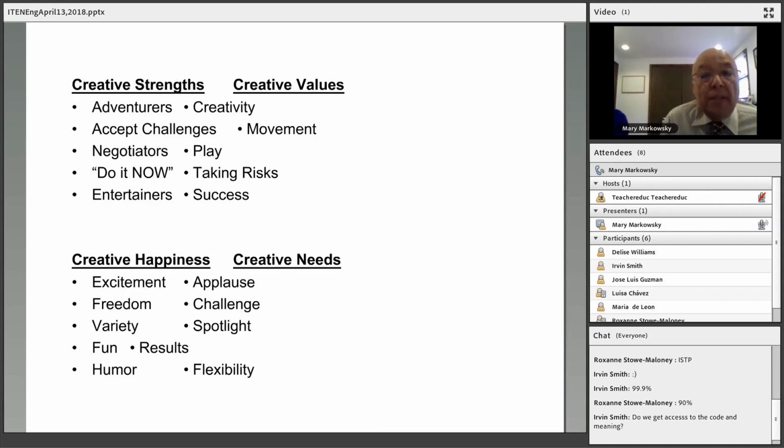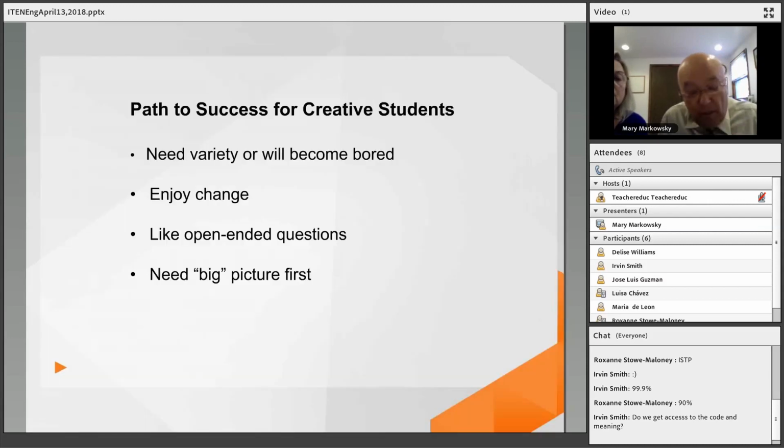Creative students move a lot. They need to move, and there are strategies for that, and that's biological, and they can't help it. Okay? And also, they like variety in their classes. If we do the same thing every day, they get bored very easily. So do adults. Path to success for our creative students: they need variety or they will become bored. They enjoy change. They like open-ended questions, and they really need the big picture first.